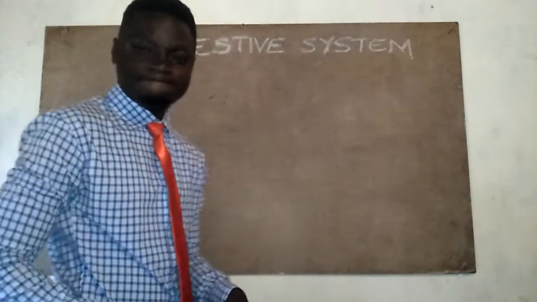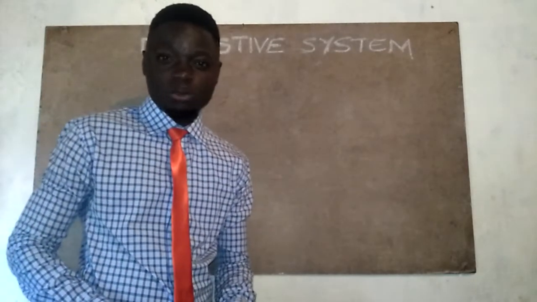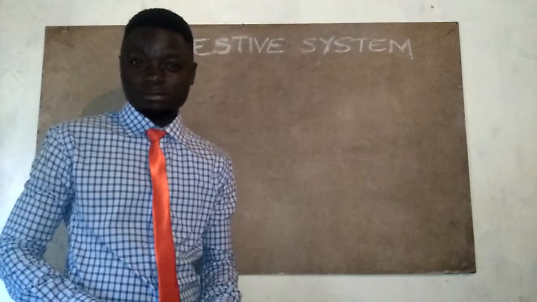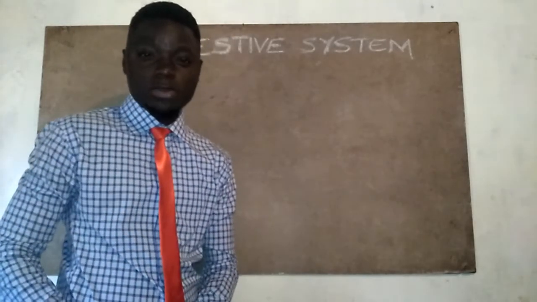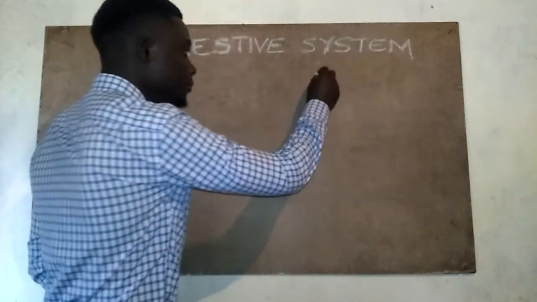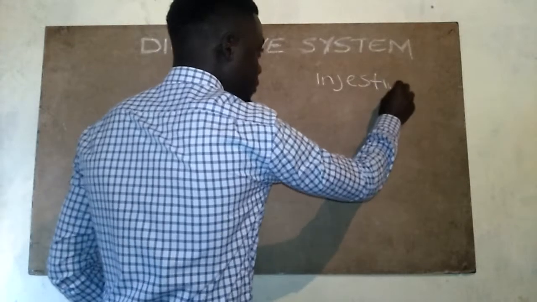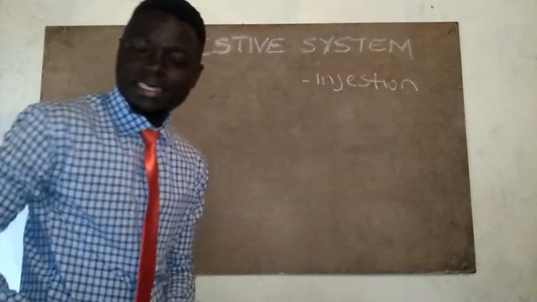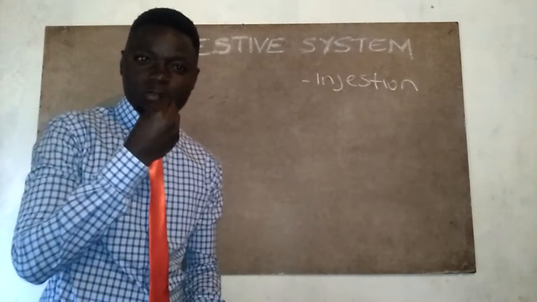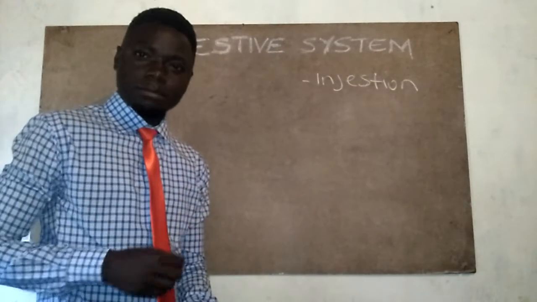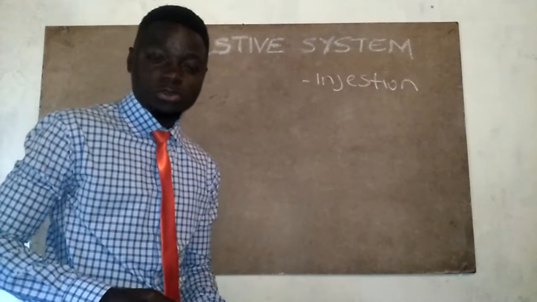Now, the digestive system, to begin with, is in 4 stages, or maybe 4 processes. There's going to be ingestion. That is the first stage, and ingestion involves moving the food to our mouth and then we take it inside. That is ingestion. Food is going to go in.